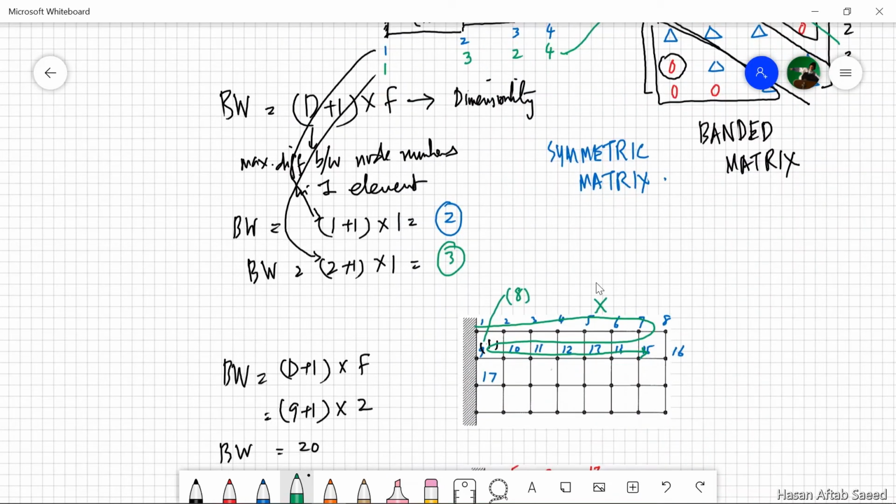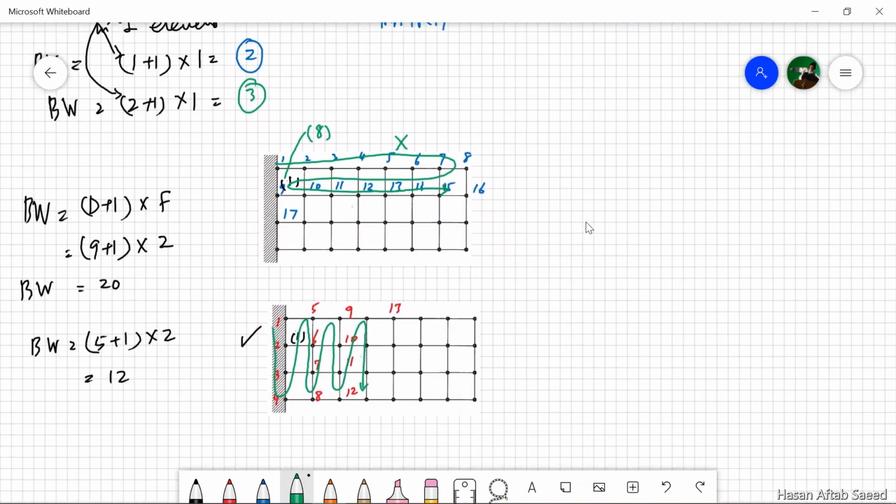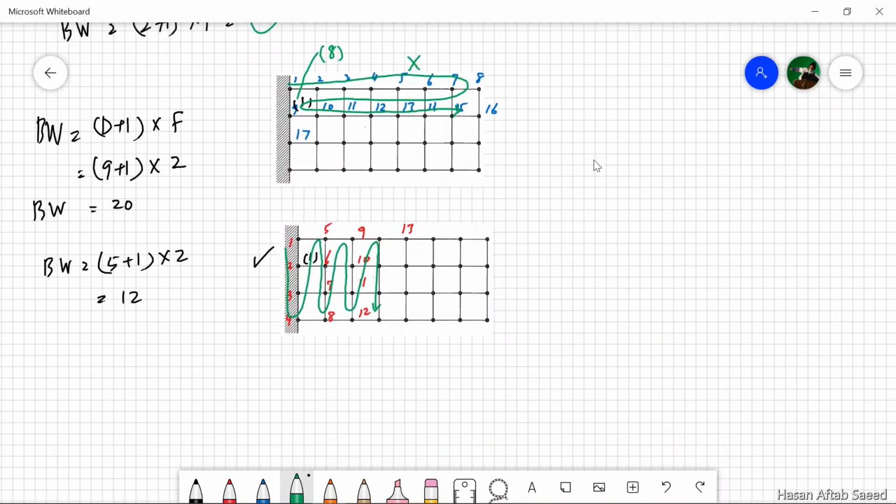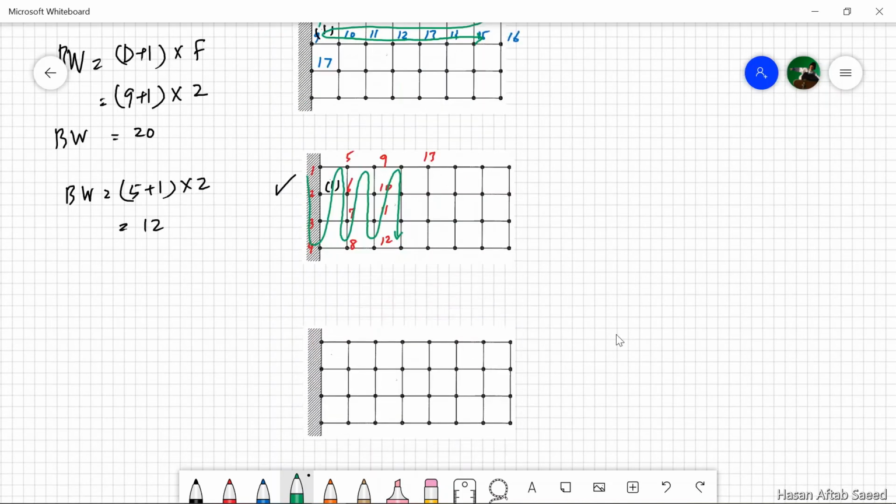So what we need to do is, for 1D, just go in a sequence. From left to right doesn't matter, but don't skip and jump. Just number in a sequence. For 2D problems, number them in the shorter dimension first. What about a 3D problem? For a 3D problem, there will be a third dimension in there.